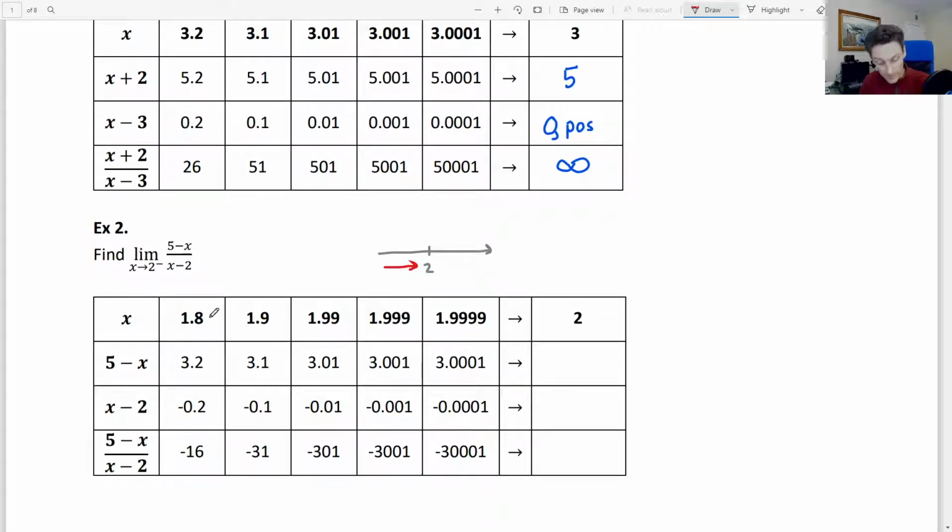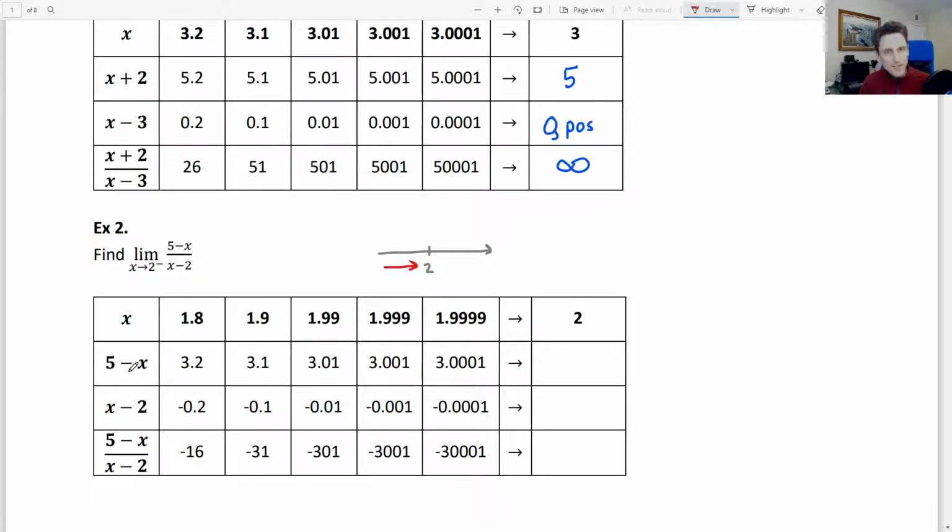Then we plug in those x values. Again, we're going to break it up into the top of the fraction and the bottom of the fraction. So plug them into the top, see what we get. Plug them into the bottom, see what we get. And then we'll have some numbers to divide and see what happens overall to the fraction. What is this fraction evaluating to?